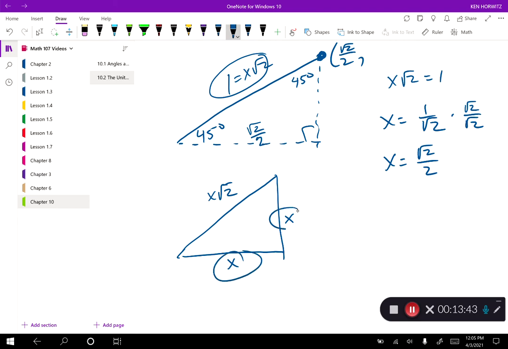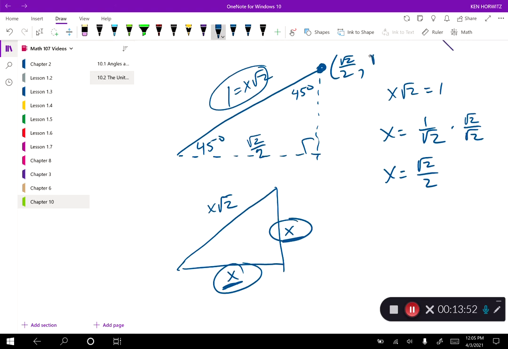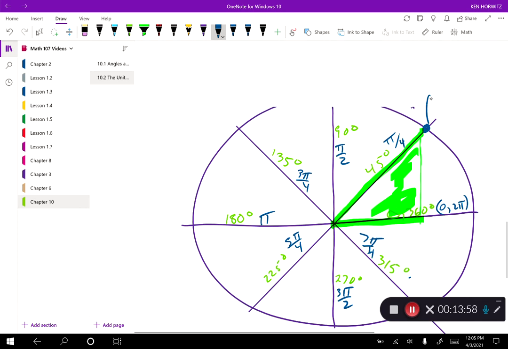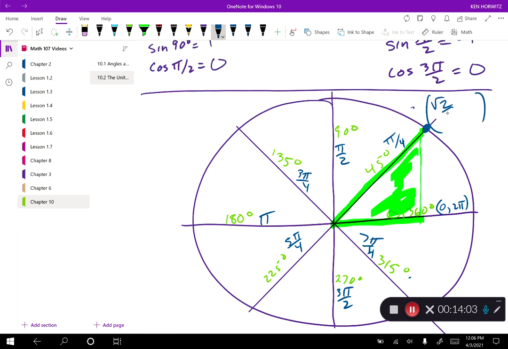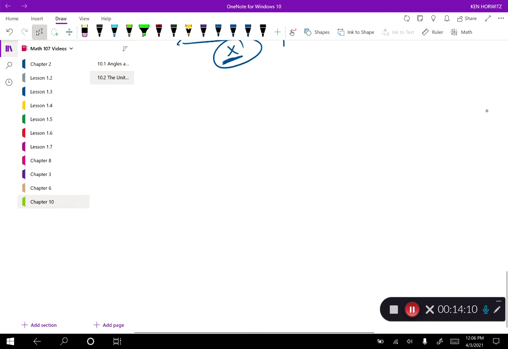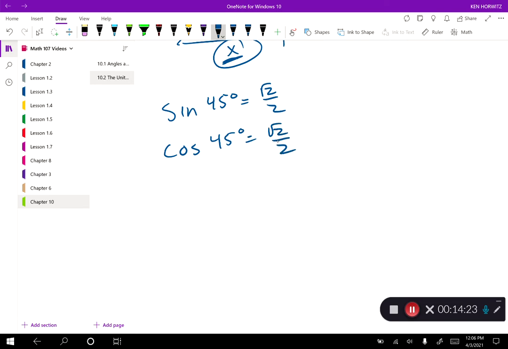Now, if we notice that whatever the length of this side is the same as the length of that side. So we don't have to go through our calculations again. We know immediately that our y coordinate is radical 2 over 2. So what can we conclude? First of all, we can conclude that this is radical 2 over 2 and radical 2 over 2. But we could also say that the sine of 45 degrees is radical 2 over 2. The cosine of 45 degrees is radical 2 over 2. So you must remember the 45, 45, 90 triangle in an effort to be successful.